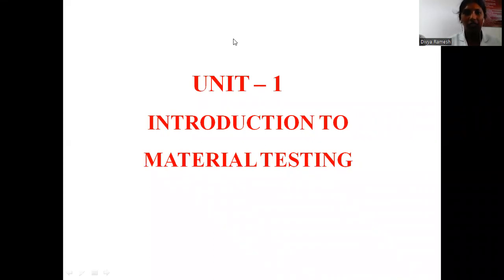Good morning. Today you are going to see about testing of materials, in particular Unit 1, Introduction to Material Testing. The material testing is a general introduction unit, the first unit. In upcoming units, you are going to see about destructive testing, non-destructive testing, and material characterization testing. First one, the overview of materials.